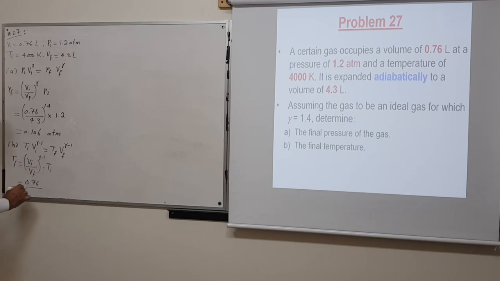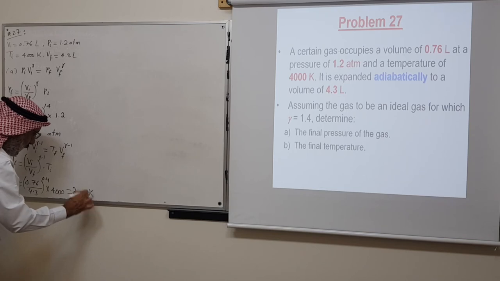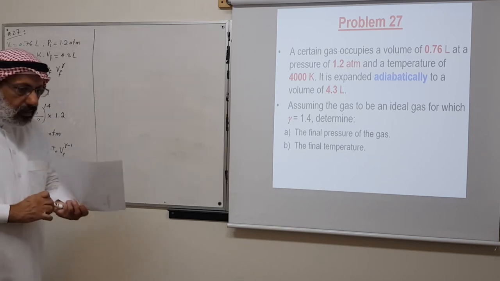over 4.3 to the power gamma 1.4 minus 1, multiplied by 4,000. And you have to know how to find these numbers using your calculator. That will be equal to 2,000 K. So the temperature decreases. This is adiabatic cooling.